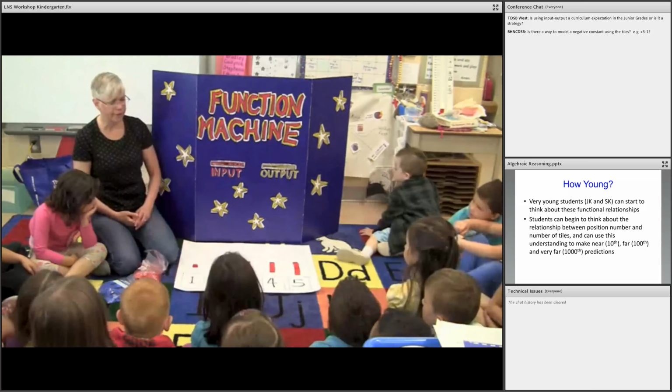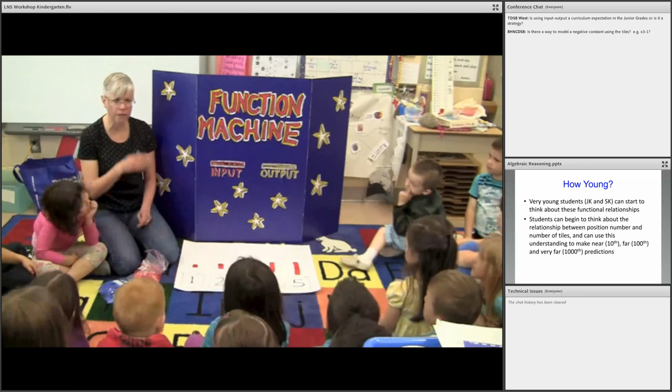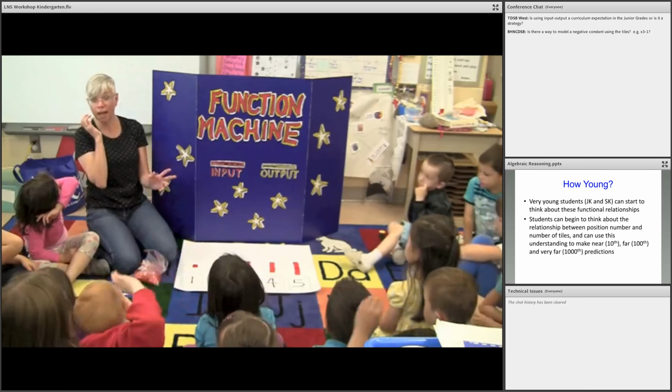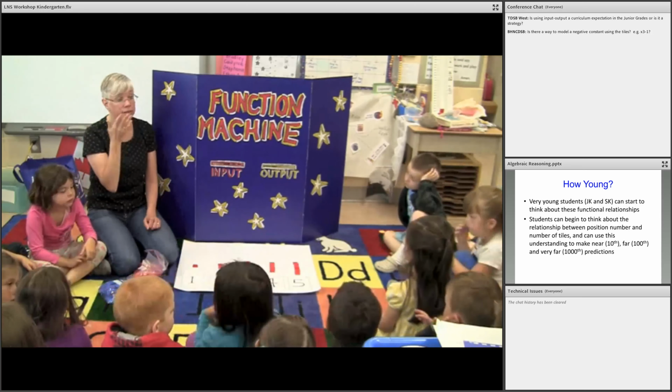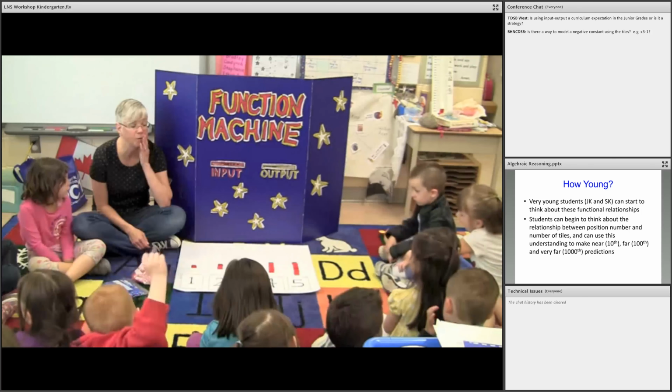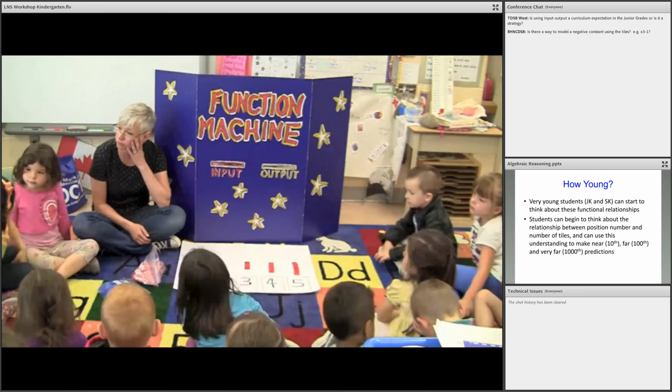1. If there was a position 6, how many tiles would be needed? What do you think? Wow, how do you know that? Because after 5 it's 6. How do you know it's growing? What do you think? Because it gets bigger and bigger.